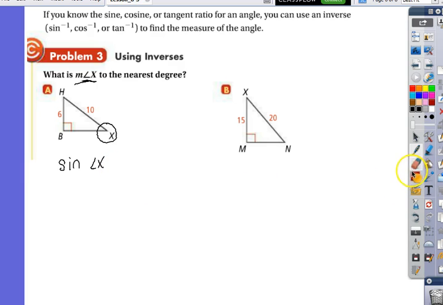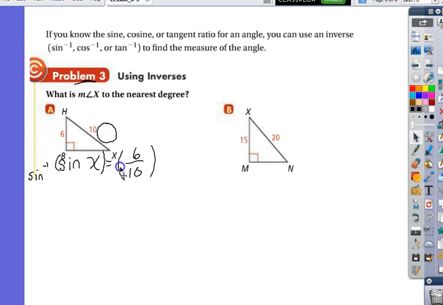I'm just going to put x instead of angle x. Sine of x is equal to the opposite over the hypotenuse. All right, now how do I solve for the angle? Well, we use these things called inverse trig functions. And an inverse trig function is basically just writing the trig name and putting a little -1 exponent to it. So sine inverse, and we do that to both sides of the equation.